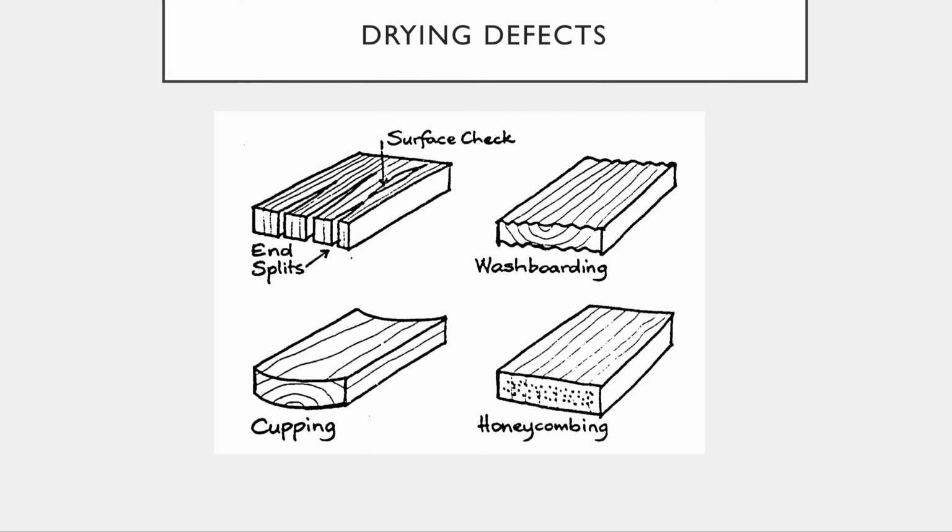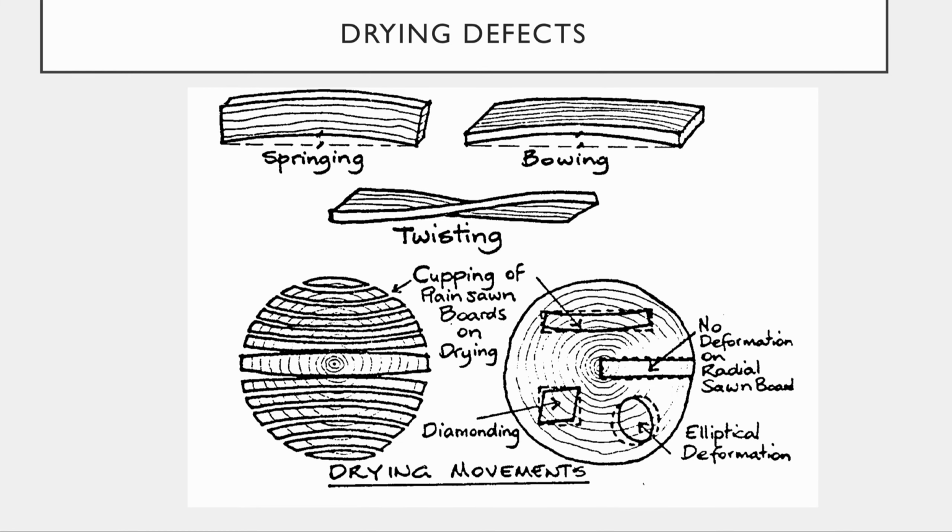Along the length of the board, you can also get defects that are very length dependent. And so if we have the board turned on the strong axis and it bows, that's called springing. If we're on the weak axis, so flat, and it bows, that does get the title of bowing. And then of course we also see here twisting.